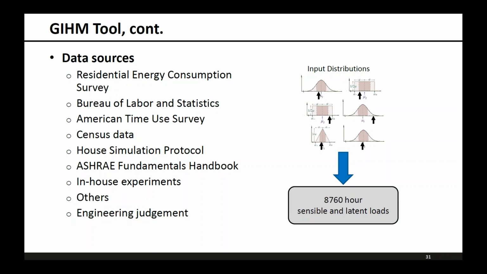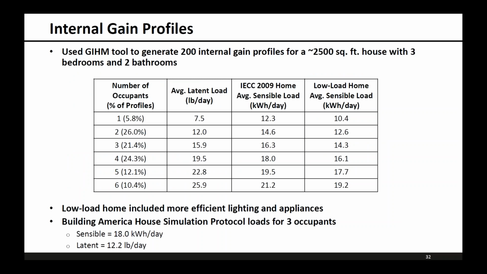So each time the GIM tool runs, it makes a single profile. So for this study, we ran it multiple times to come up with all these different unique profiles to provide us with variation in the internal loads. So we started out running 1,000 profiles to begin with, and in order to reduce our processing time, we down selected that to 200 profiles that gave a good representation of the larger set of 1,000.